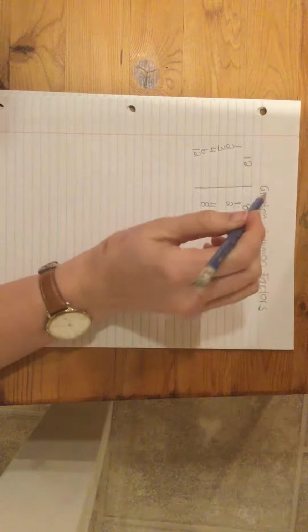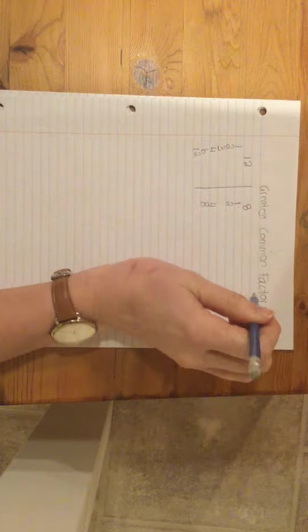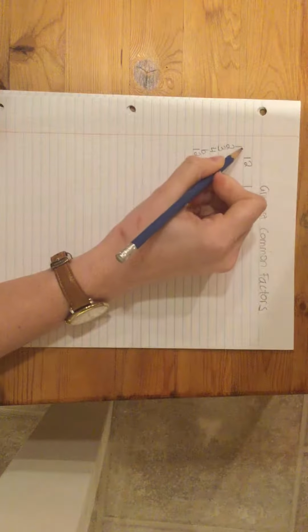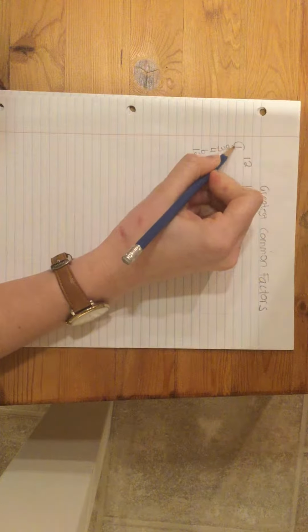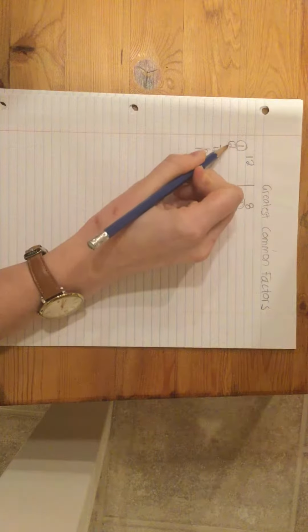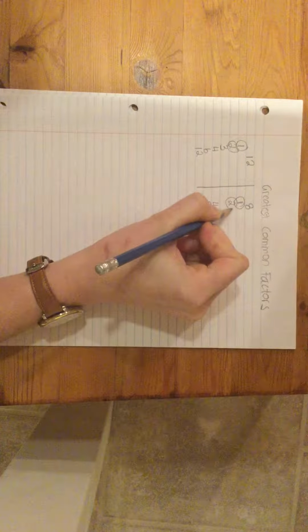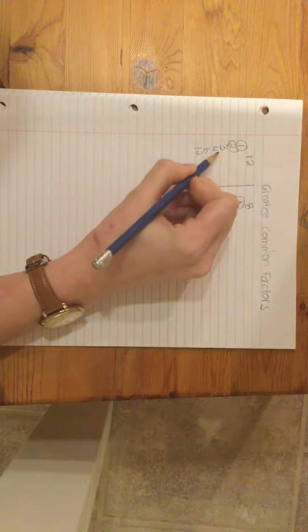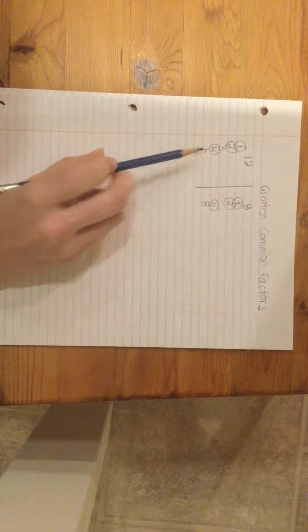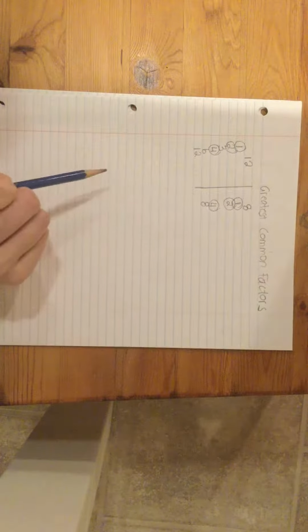Now to figure out the greatest common factor, we go through each of our listed factors and circle the ones that they have in common. So they have 1 in common. They also have 2 in common. They do not have 3 in common. They both have 4 in common. They do not have 6 in common. They do not have 8 in common, nor do they have 12 in common.